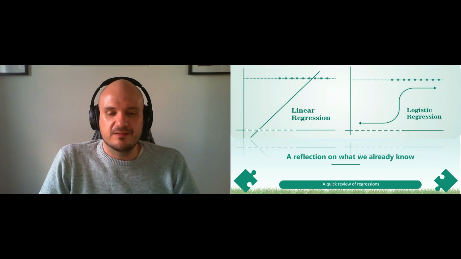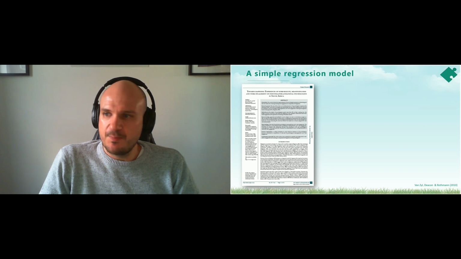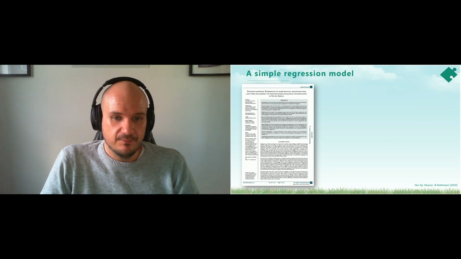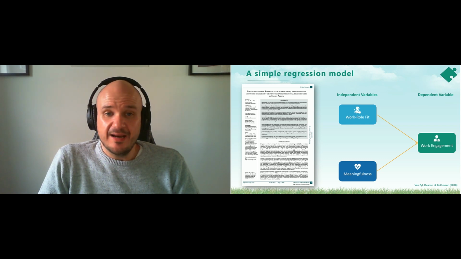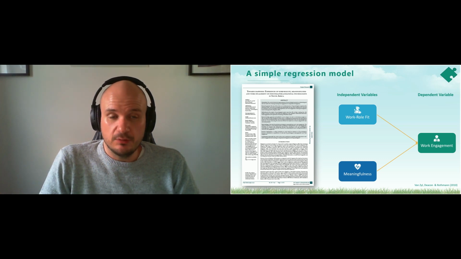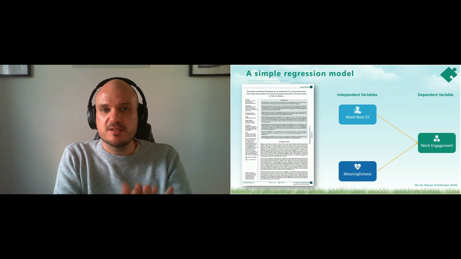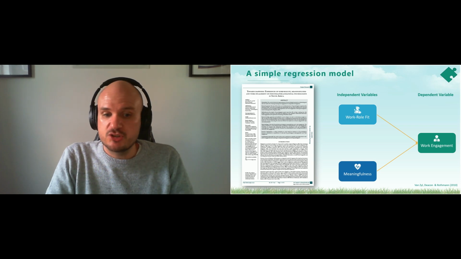So let's look at what you already know. Let's take a little bit of an homage, a little bit of a reflection on normal multiple regressions. I utilized a paper that I did very long ago in 2010, and the basic idea behind this paper was that we wanted to look at what predicts work engagement of industrial psychologists. We had an assumption that work role fit, so me as an individual, do I fit the role that's required of me? If there's a match between the person that I am and the work that I do, I'm going to be more engaged.